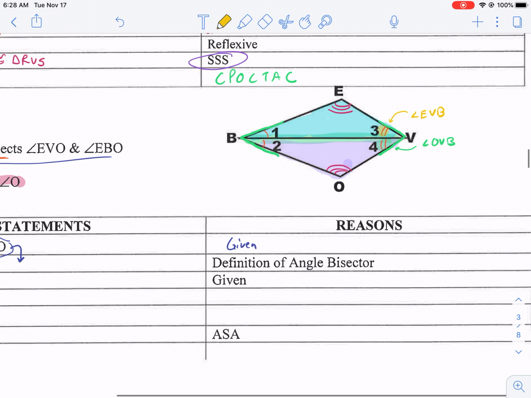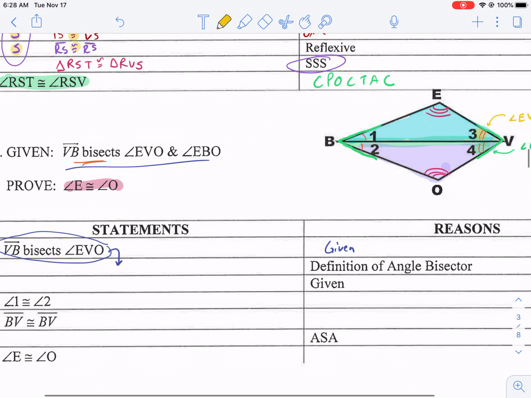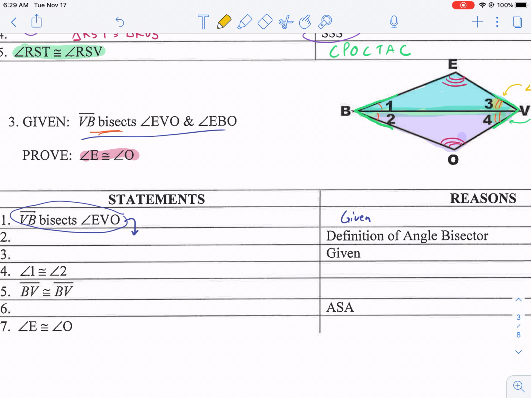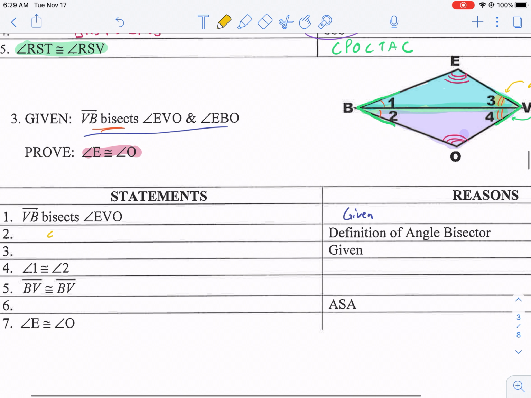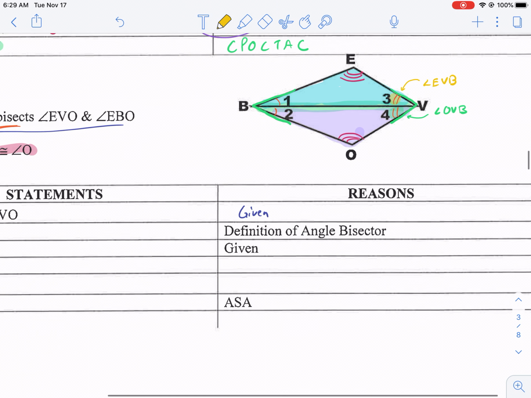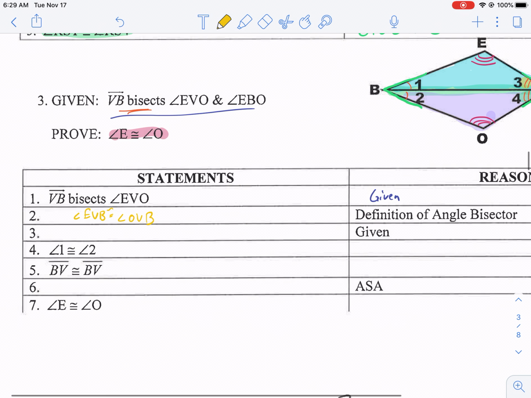And the reason why I'm choosing these two and not these two is because in the previous step it says angle EVO. That's this big angle right here. So obviously it's asking for those bisected ones. Okay, so now we're going to say angle EVB is congruent to OVB, and that's the definition of angle bisector.